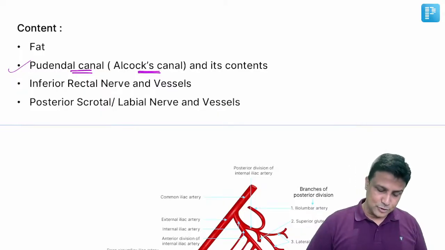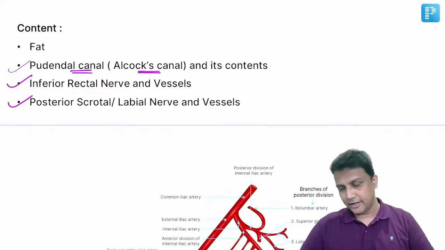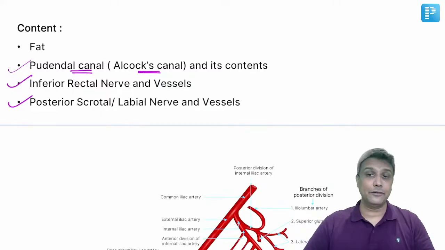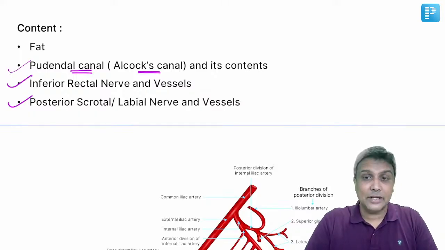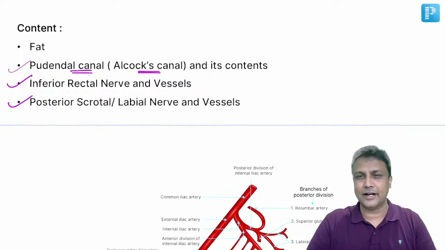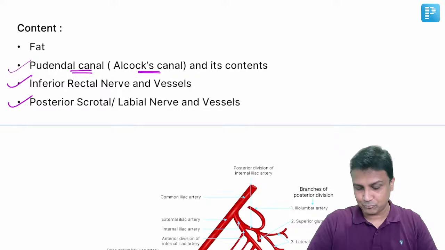And along with that, you'll also have the inferior rectal nerve and vessels, as well as the posterior scrotal nerve and vessels, and homologous to that in the female, that will be the posterior labial nerve and vessels, guys. All this will be the contents of your ischiorectal fossa.